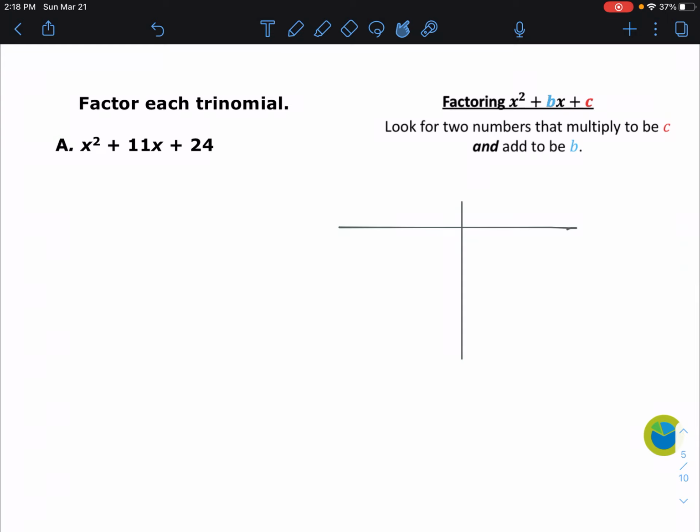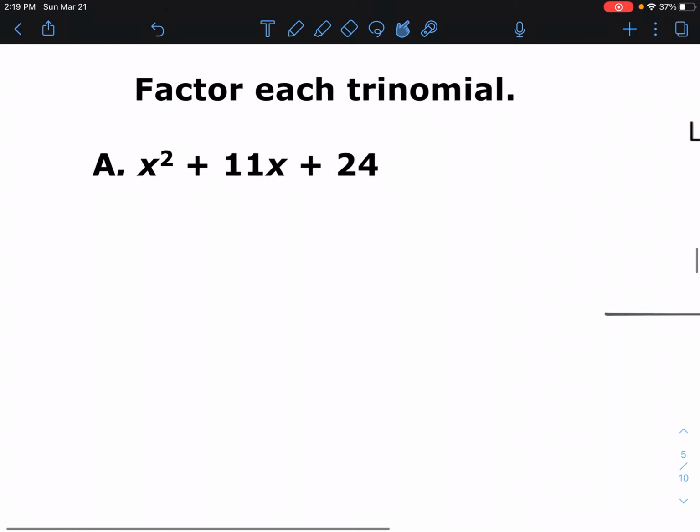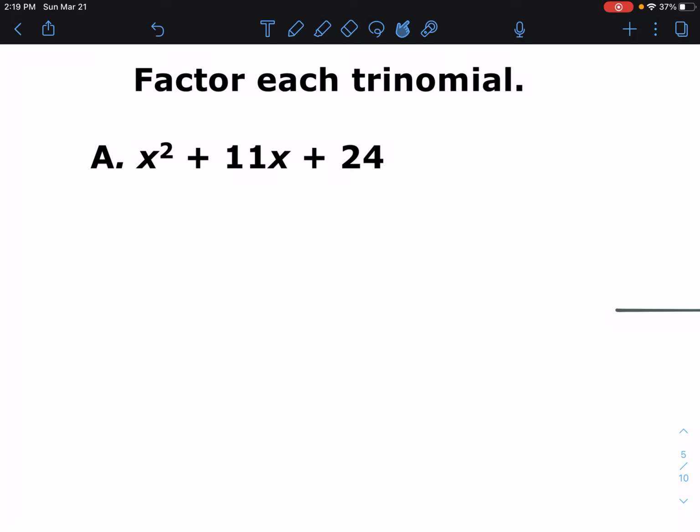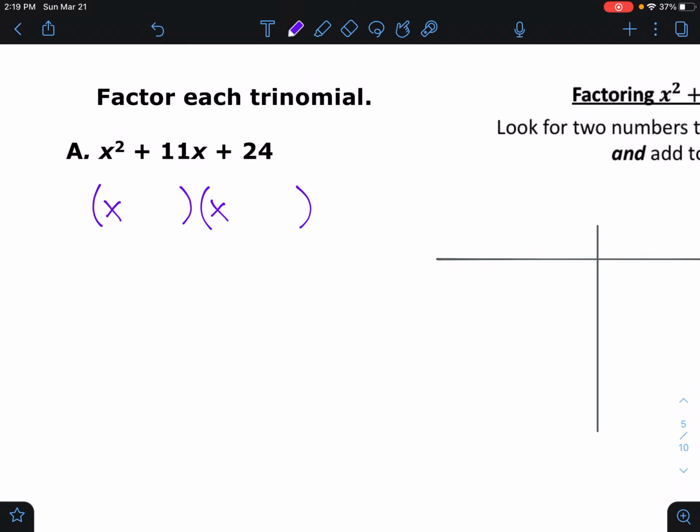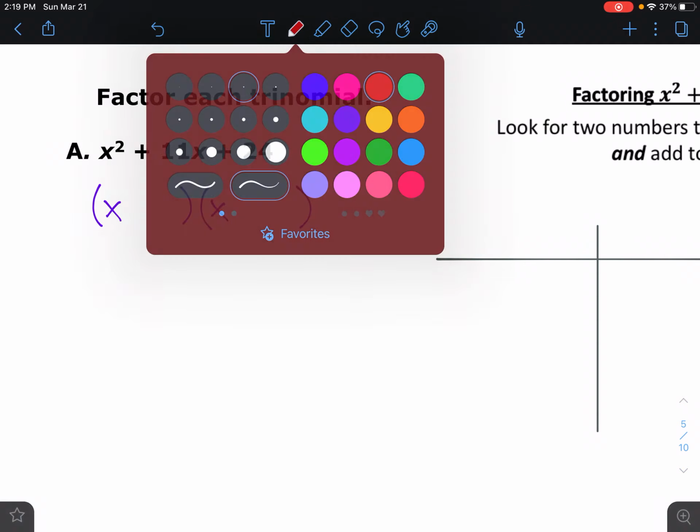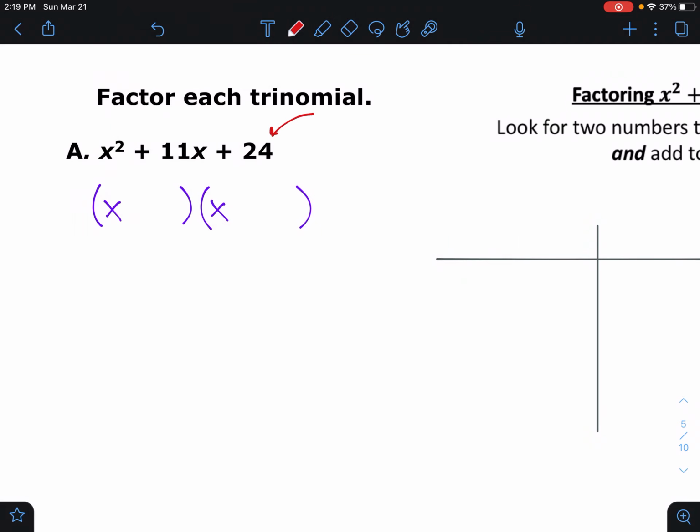All right, so we're going to factor this trinomial, and this trinomial looks like this, right? It says x squared plus 11x plus 24. And now, one thing that I do know is that when I factor this, this will be a couple of binomials. And I know in order to get the x squared term, I'm going to need an x in the beginning of both of those binomials. Okay, so now I have an x and an x. Now, next, I need to figure out numbers that multiply to be this number, but add up to be this number. Okay, so we're going to write that out.